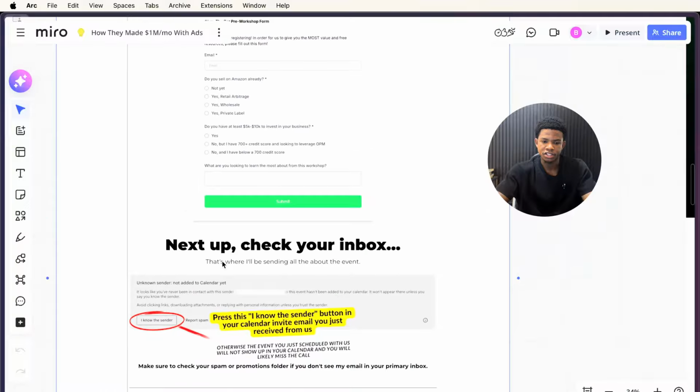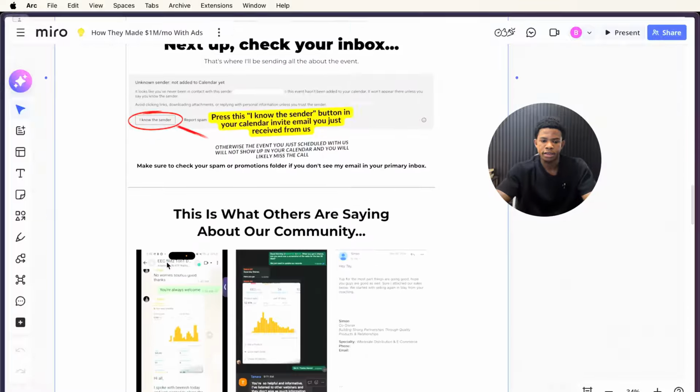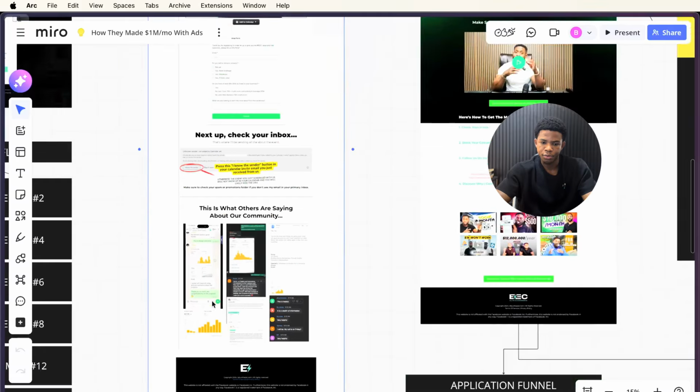And then we have this section here where it's asking them to check their inbox and to basically remove them from spam if it lands in spam, and then also has some testimonials here as well, just to show them that this is working for other people currently.